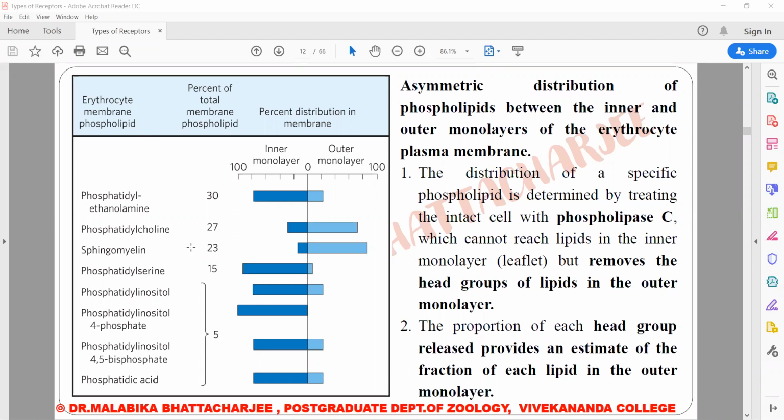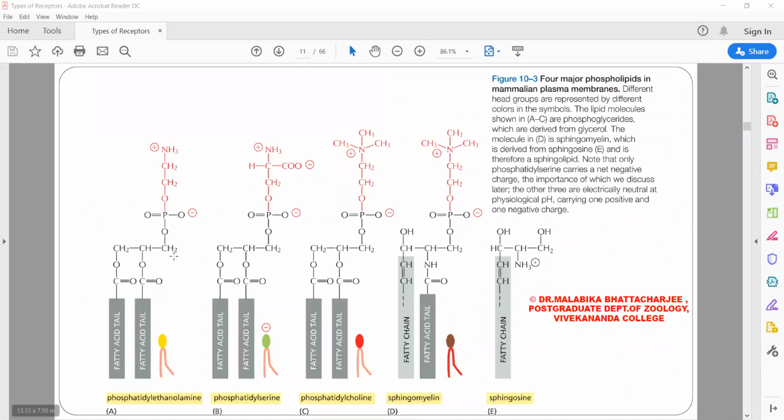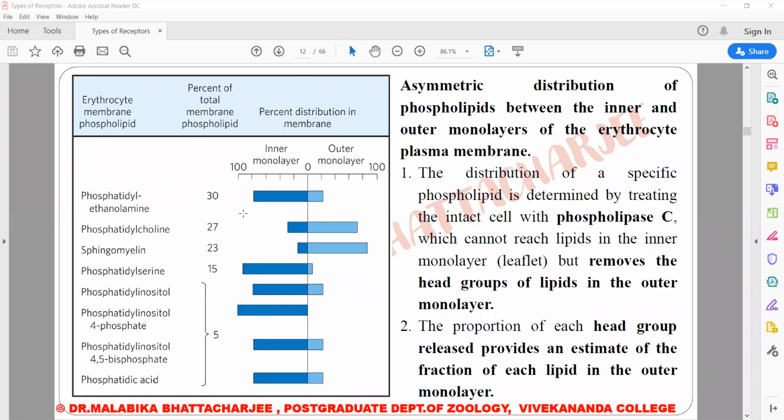Phosphatidylcholine and sphingomyelin. So it's phosphatidylethanolamine, phosphatidylcholine, and sphingomyelin. So that is the main component of the phospholipid component of the membrane. Then there is a small percentage of phosphatidylserine also available in the membrane, and the other phospholipids together form 5% of the membrane.